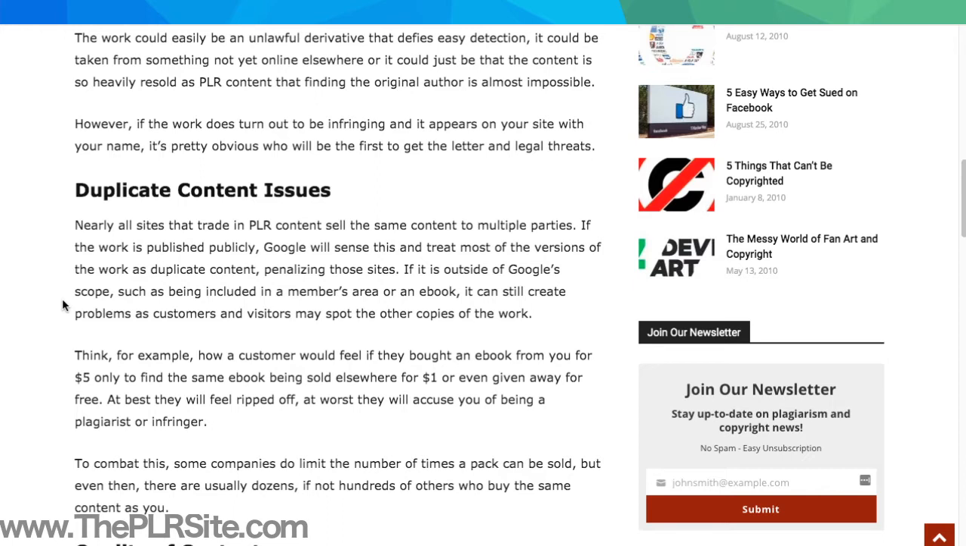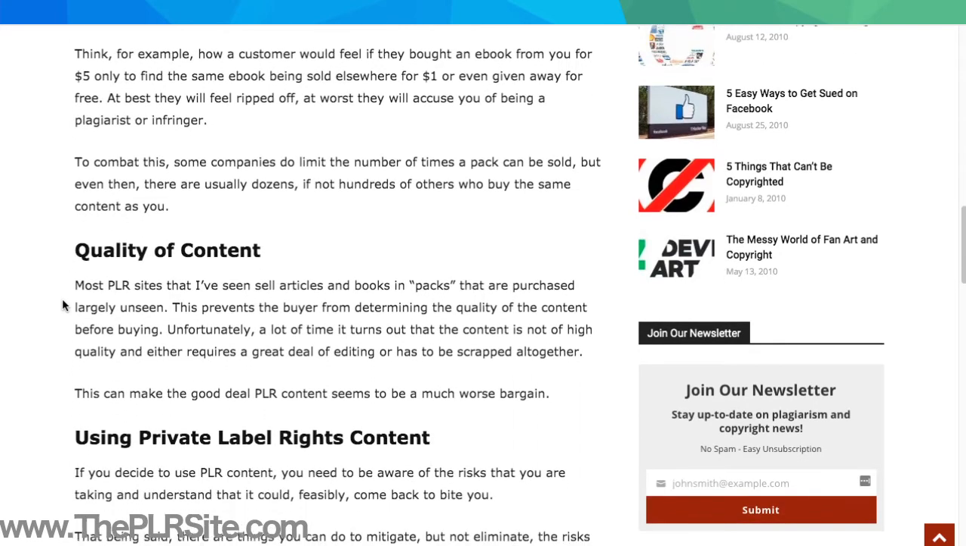If it is outside of Google's scope, such as being included in a members area or in an ebook, it can still create problems as customers and visitors may spot the other copies of the work. Again, which is why you edit the PLR you get, make it unique. Now, if you don't, okay, but you know the risk you're running. Maybe there are sites that you just want to throw up really fast. You're like, okay, I just want to put this content up, I don't want to really edit it, I just want to rank. You're running that risk. Okay, I'm fine with that. If you're fine with it, all right, see how that goes. It might work.